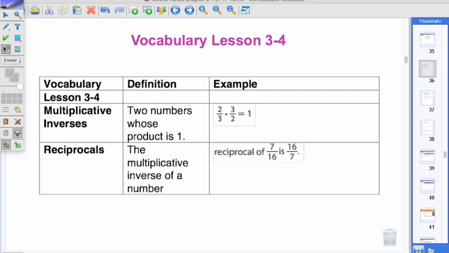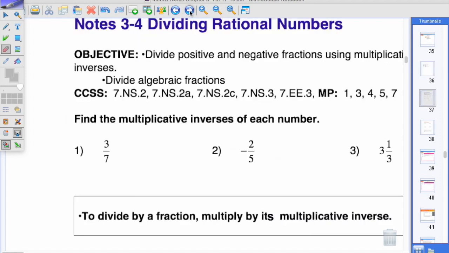Reciprocals is the multiplicative inverse of a number. So the reciprocal of 7/16 is 16/7. You can see that the numerator and denominator have been flipped, and if you were to multiply these, the 7s would cancel and the 16s would cancel and you'd be left with 1.